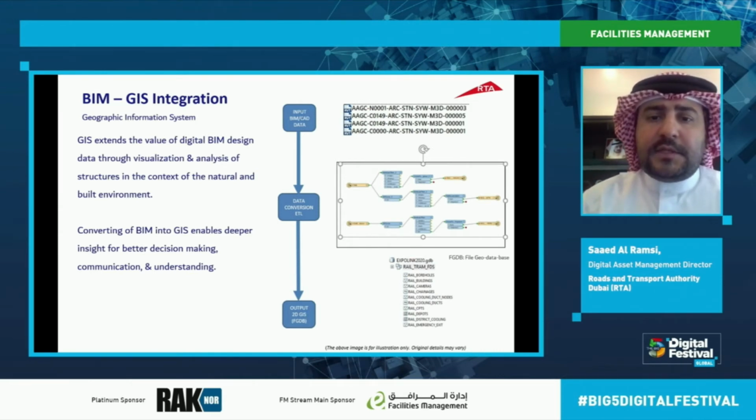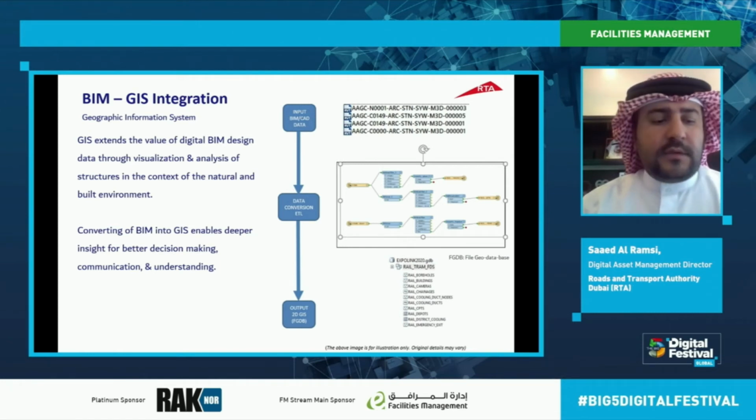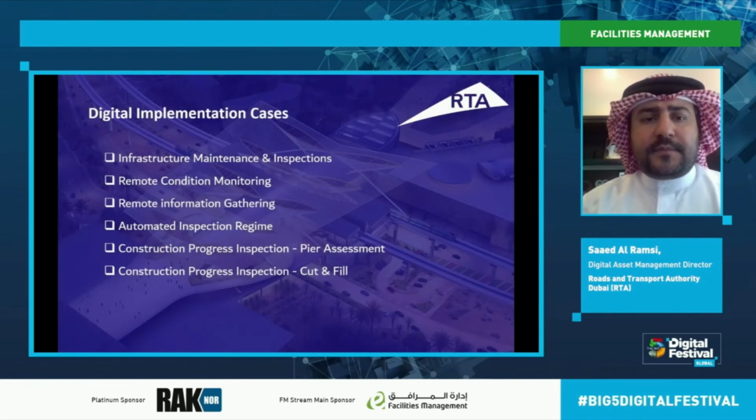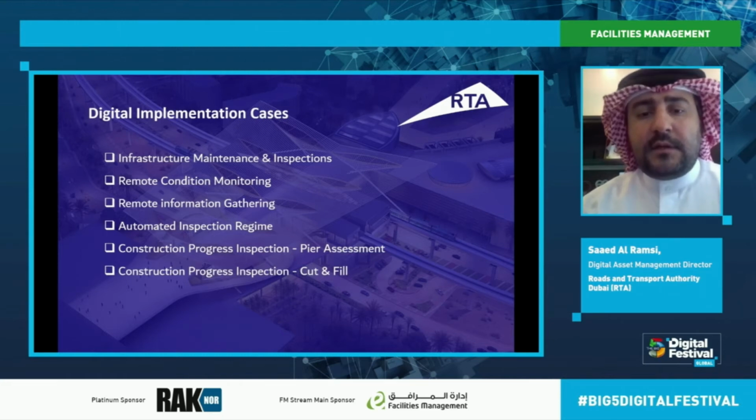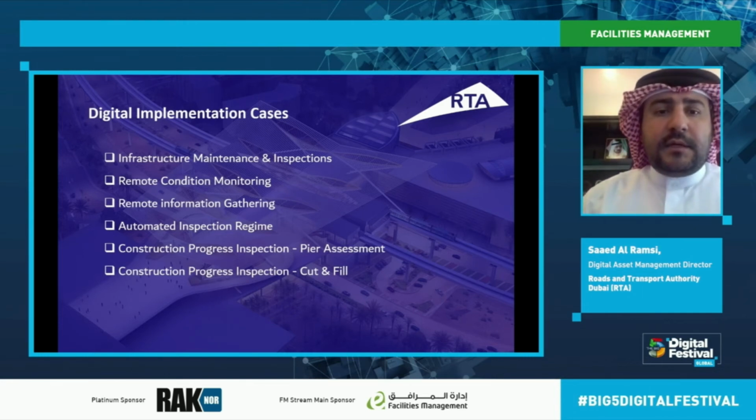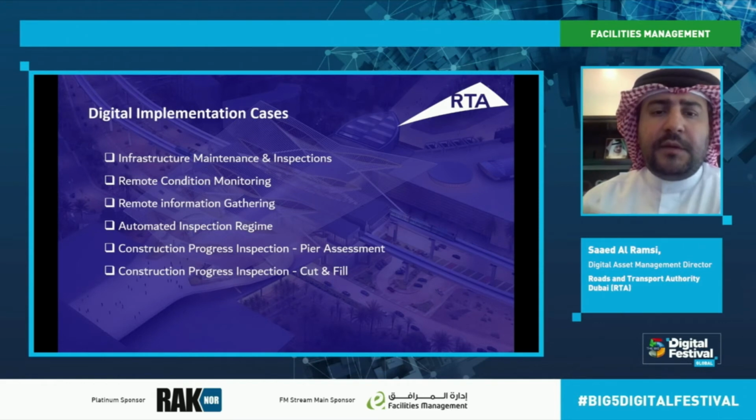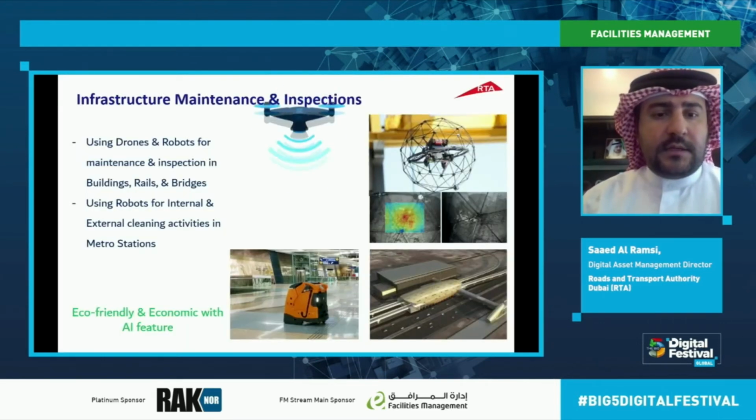Again, the picture is very small. It's not clear, but this gives you the idea of how the input of BIM and the data comparison goes through until it reaches the GIS. Digital implementation cases: we have infrastructure maintenance, inspection, remote condition monitoring, remote information gathering, automated inspection regime, construction process and inspection peer assessment, and construction process progress inspection, cut and fill. These are some of the digitalizing maintenance and operation practices that we are doing. We implemented these things, which in the next slide, I think we can show.